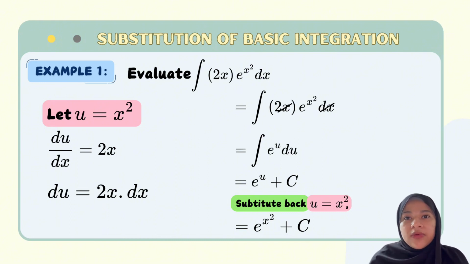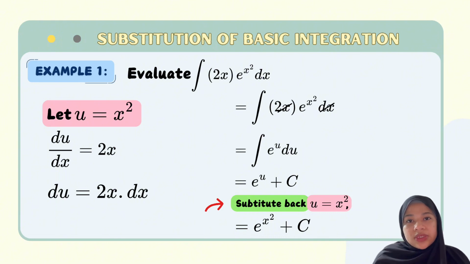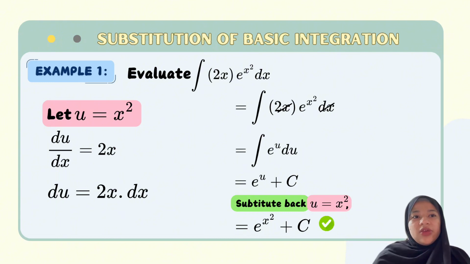Then we substitute u into the equation. So we get the integral of 2x e to the power of x squared. Then we cancel out 2x and dx, and we get the du that we found just now. So we get the integral of e to the power of u du. Then we integrate this, and we get e to the power of u plus c. The last step is we substitute back u equal to x squared, and then we get e to the power of x squared plus c. So this is the answer.